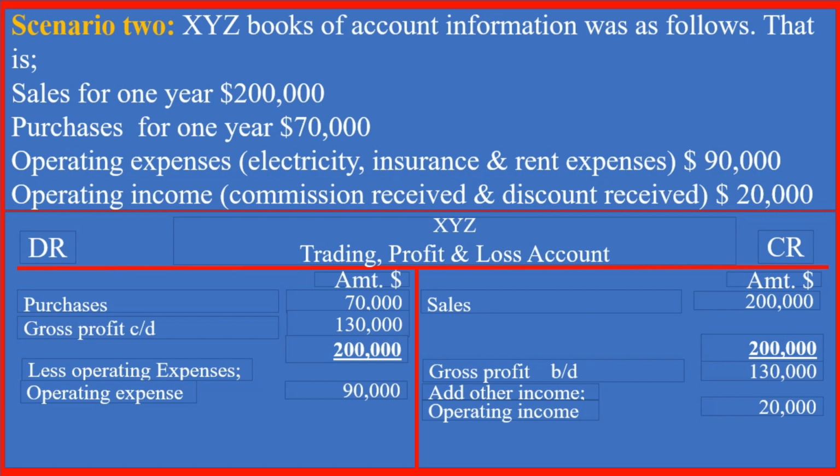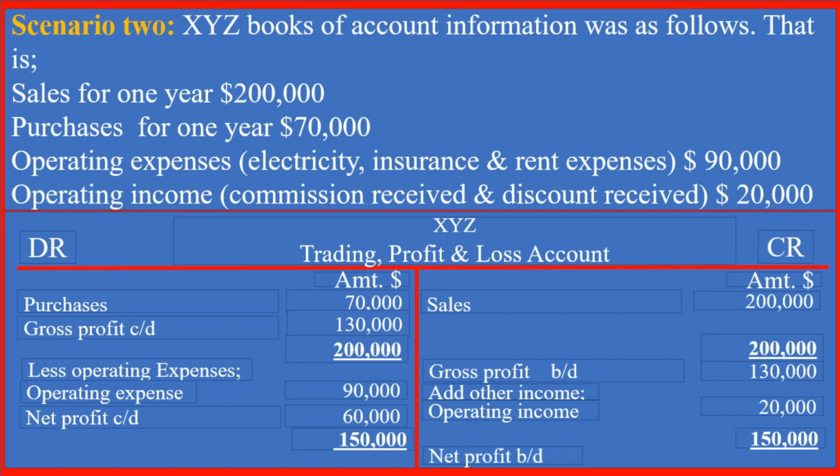Now the credit side is more, it has got 150,000, while the debit side has got 90,000. The difference between the two obviously represents the net profit carried down, whereby the two sides will balance at 150,000. Then don't forget that the net profit carried down will appear on the credit side as a net profit brought down of 60,000. So you see, that is how to determine the net profit of our business using a trading profit and loss account tool.